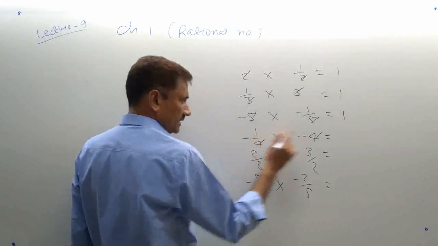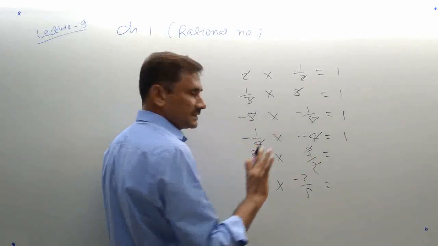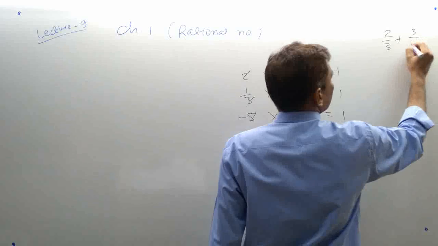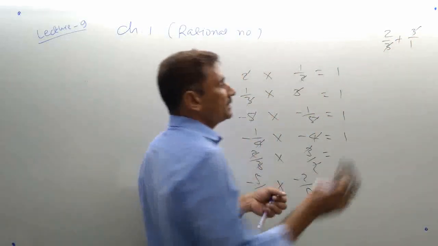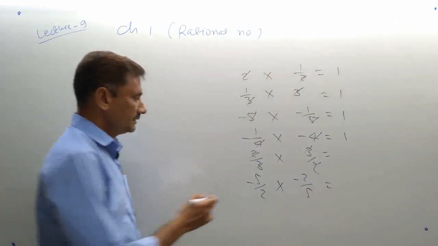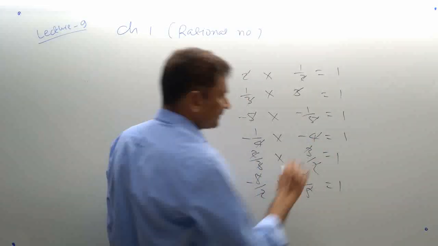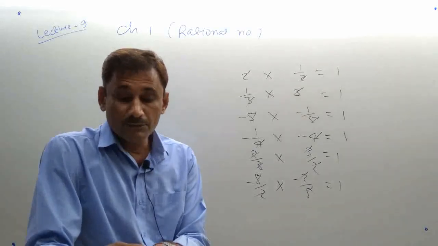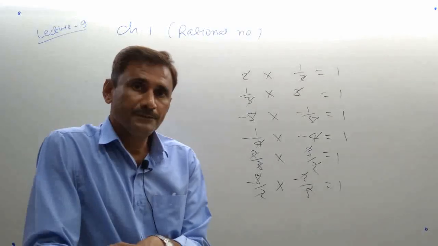4 4 cancel, minus minus plus, 1. 2 2 cancel, 3 3 cancel. This is in multiplication only; in addition you cannot cancel that way. Within the same term only you can cancel. Here two different terms are there. Here also 5 5, 2 2, minus minus plus, 1 everywhere. So they are telling us that a rational number multiplied by the reciprocal of the rational number is equal to 1.